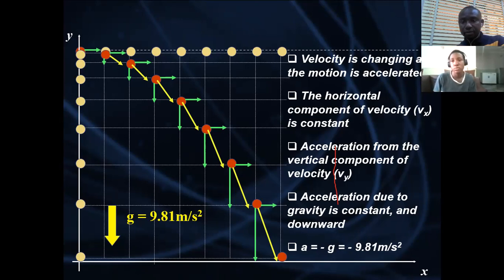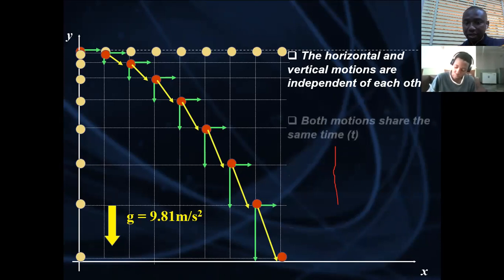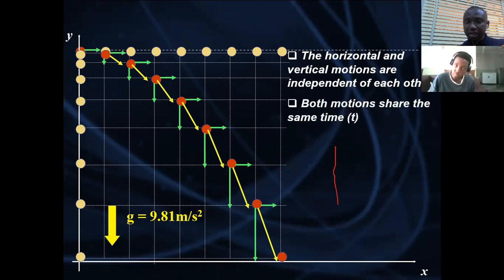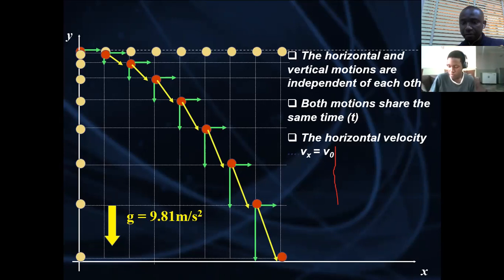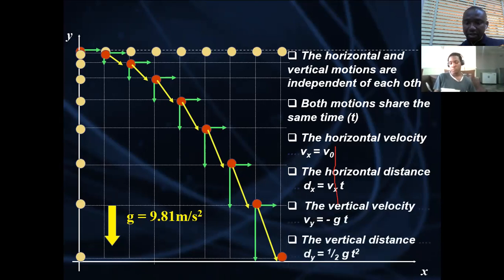Now, another thing is this: the horizontal and vertical motions are independent of each other. We might have to calculate them independently. Both motions share the same time. The horizontal velocity Vx is equal to V naught, and the horizontal distance. Don't worry, you may not need to write this now. The vertical velocity is minus acceleration due to gravity times time because it's coming downward. That's why g is negative, and the vertical distance is half g t squared.